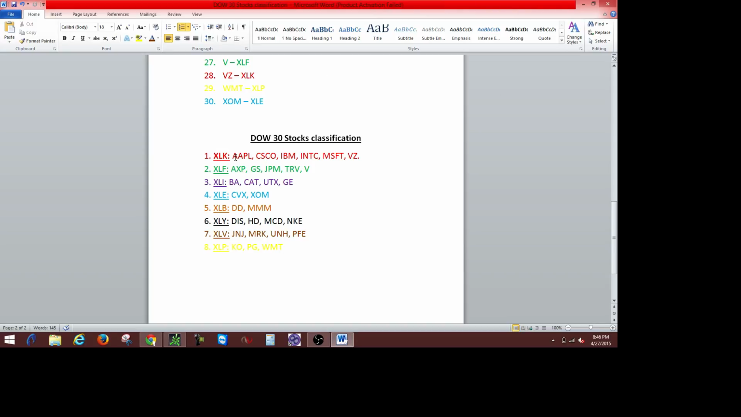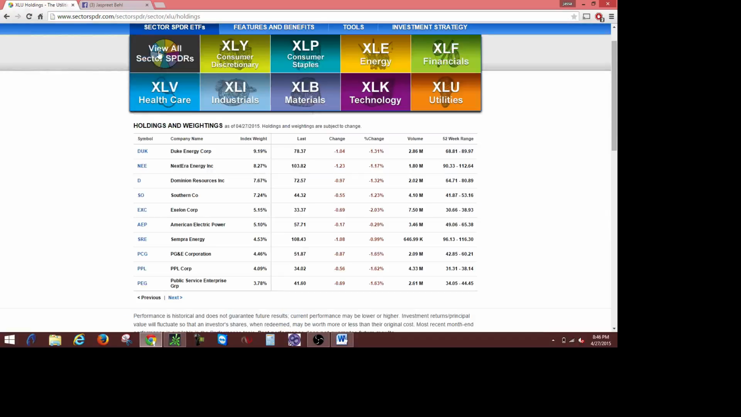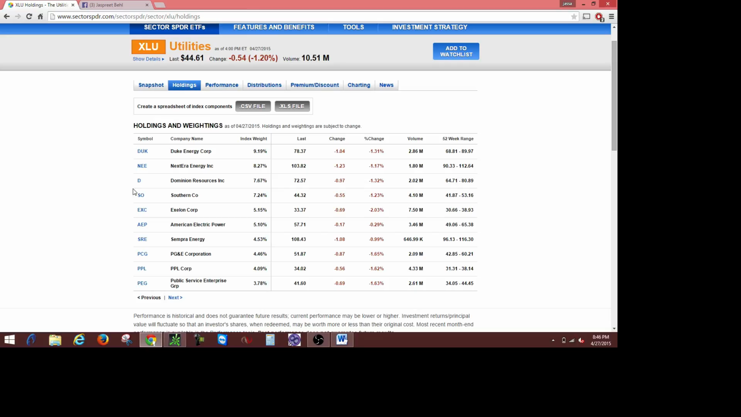So what I've done in here, I've divided them into each sector. After I did that, I was surprised to find I didn't find any stocks in XLU. So I actually did go into this utility sector and saw if there were any stocks that belong to this area, right?